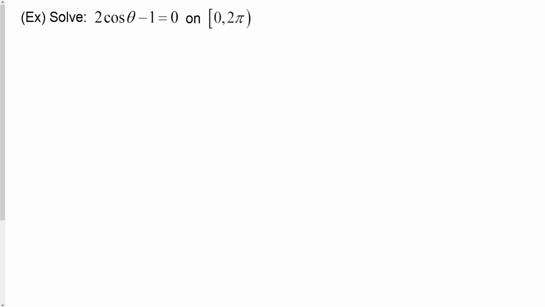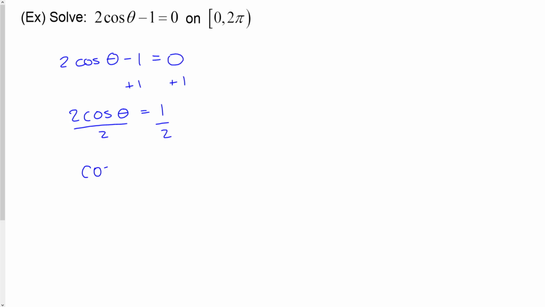Let's begin working with 2 cosine theta minus 1 equals 0. Well, I need to get theta by itself in order to solve for that angle measure. So the first thing that I'm going to do is just add 1 to both sides. So 2 cosine theta equals 1. Divide both sides by 2. Now I'm looking for where cosine theta is equal to 1/2, or theta is the arc cosine of 1/2.